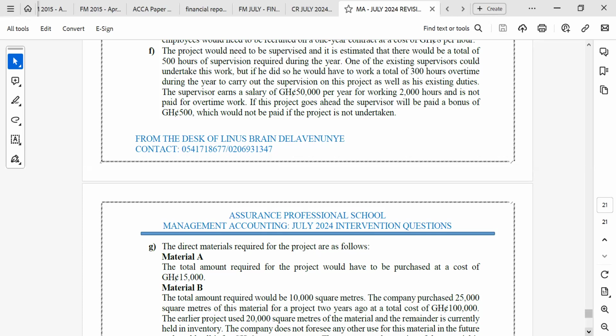G, the direct materials required for the project are as follows. Material A, the total amount required for the project will have to be purchased at a cost of 15,000 Ghana cedis. Material B, the amount required will be 10,000 square meters. The company purchased 25,000 square meters of this material for a project 2 years ago at a total cost of 100,000. The earlier project used 20,000 square meters of the materials, and the remainder is currently held in inventory. The company does not foresee any other use for this material in the future.